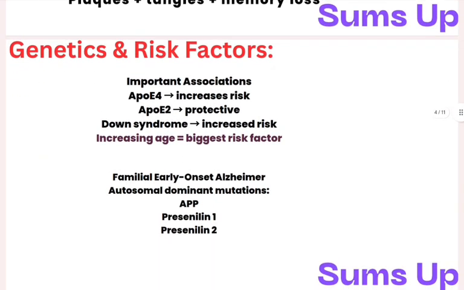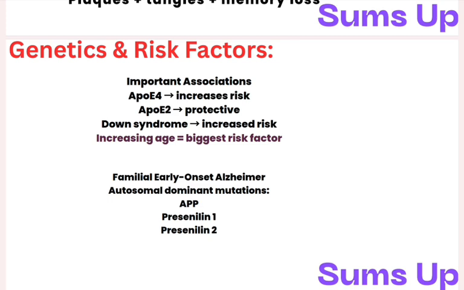There are genetics and risk factors for Alzheimer disease. Most commonly, Alzheimer's is a sporadic disorder, which means that it occurs randomly in any patient. The most important risk factor for Alzheimer's is increasing age. Every 5 years after the age of 60 doubles the chances of Alzheimer disease. ApoE4 increases the risk. ApoE2 is protective for Alzheimer disease. ApoE2 is protective, ApoE4 increases the risk. Remember these associations. These are sporadic causes.